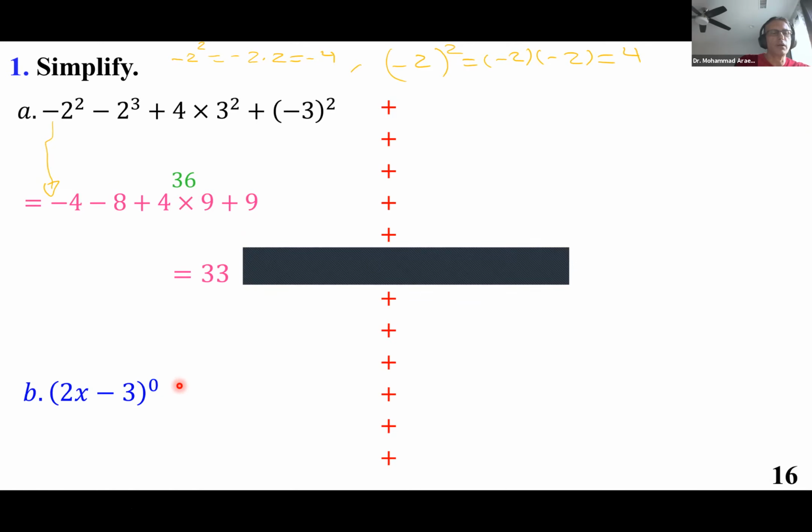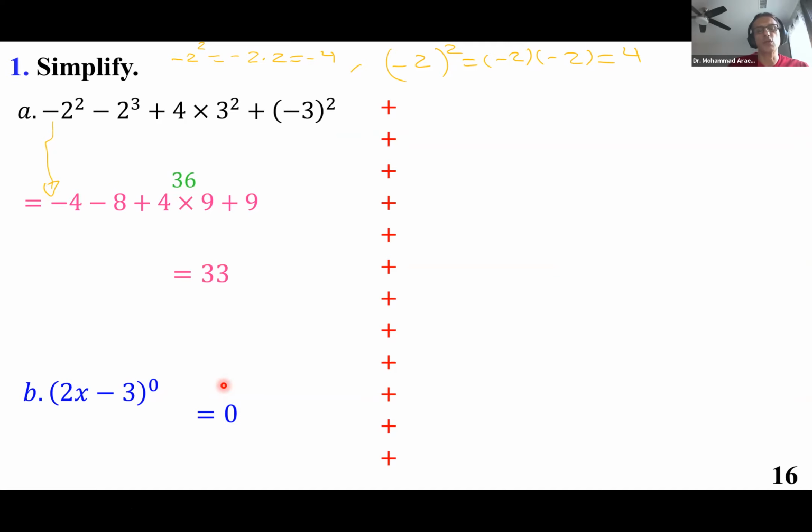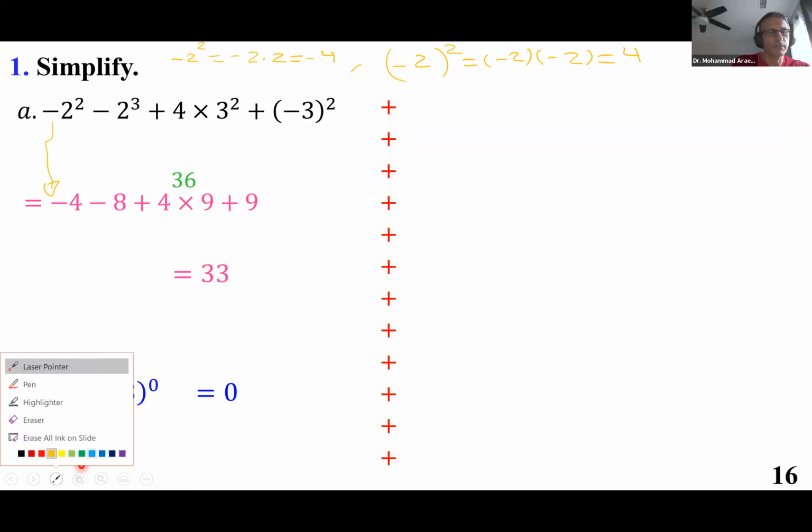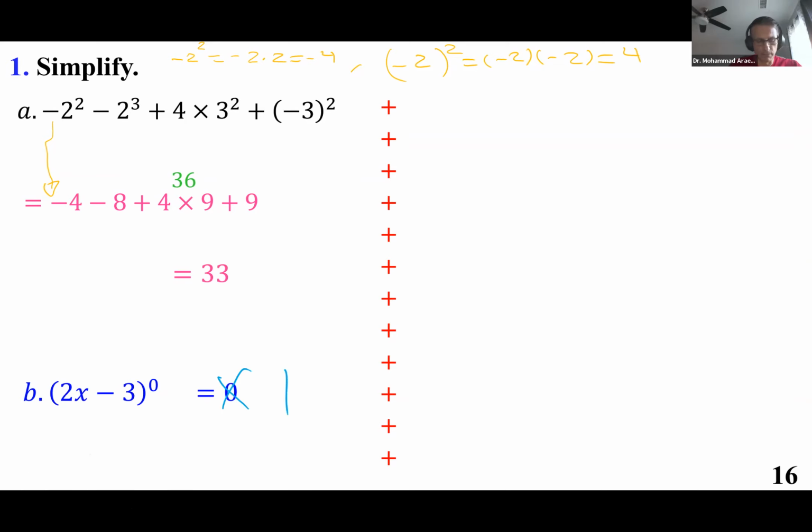2x minus 3 to the power of 0, anything to the power of 0 equals 1. So 2x minus 3, 5 to the power of 0, or 2x minus 3 to the power of 0 makes no difference. It is equal to 1.